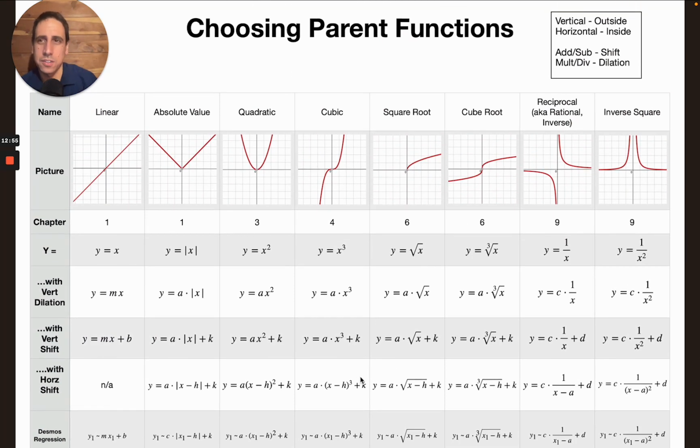Choosing parent functions. This is a worksheet that you're going to need to carry with you from now to the end of the year, and definitely have at the forefront of your notes when it comes to preparing for and taking the final exam. So keep this. Make sure you know where it is, and we'll talk more about it tomorrow in class.